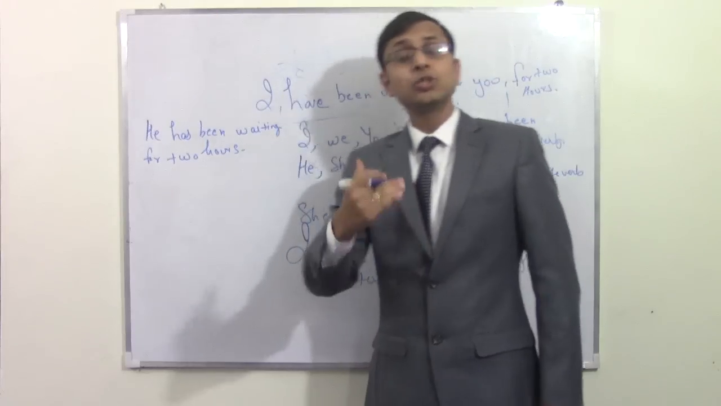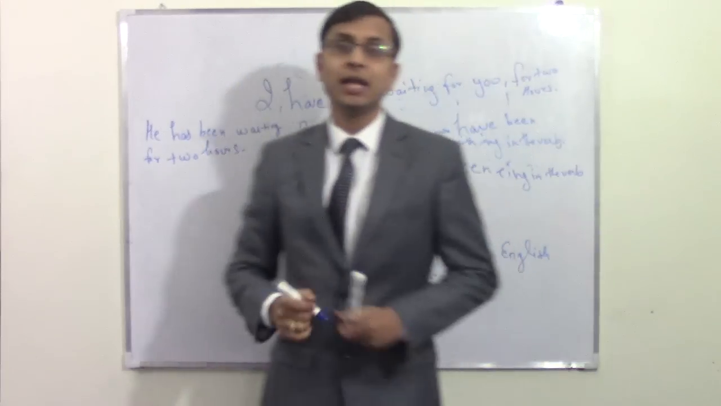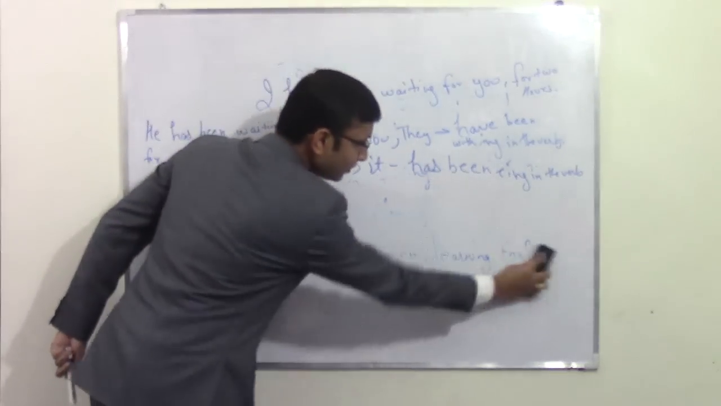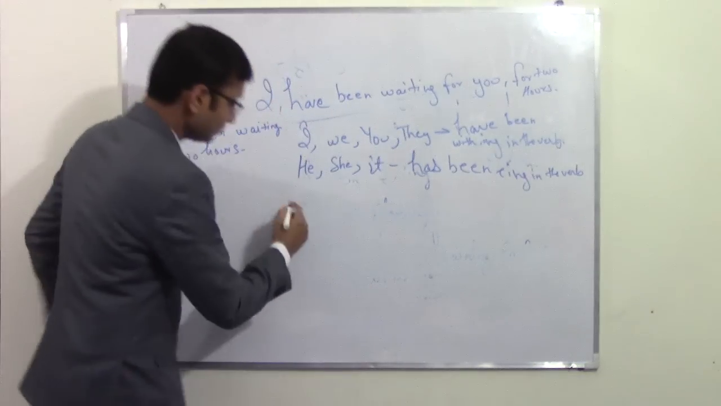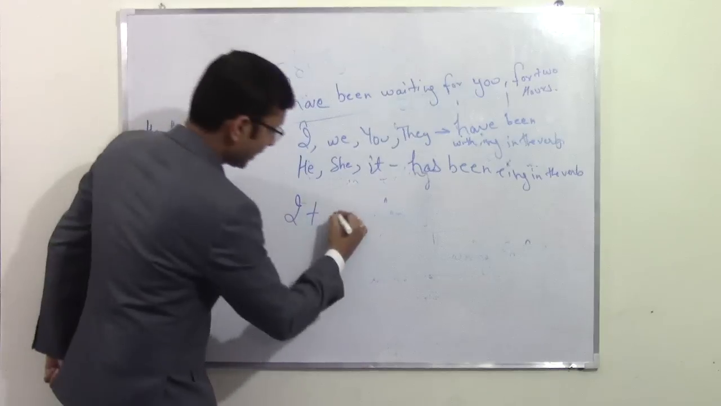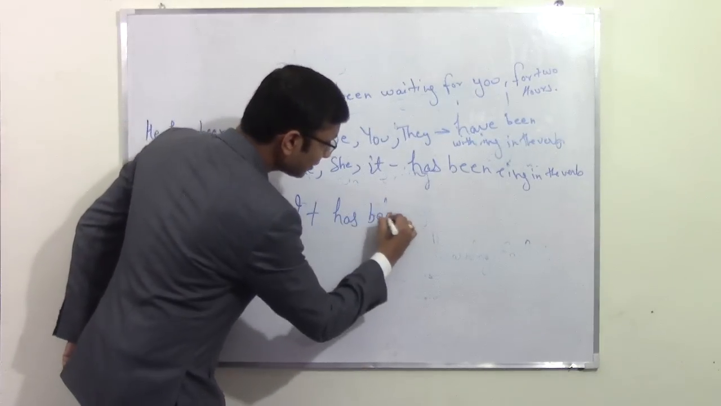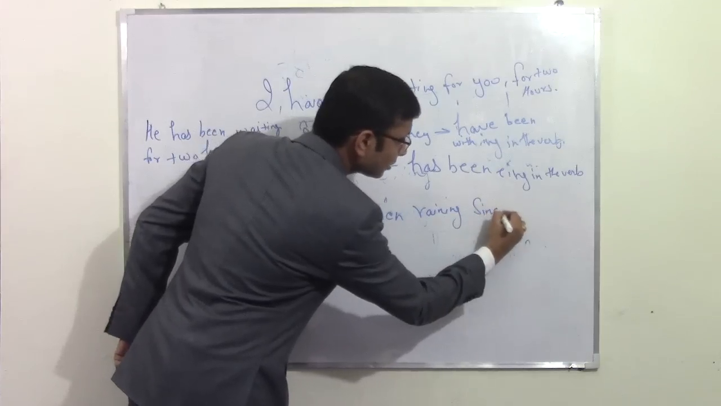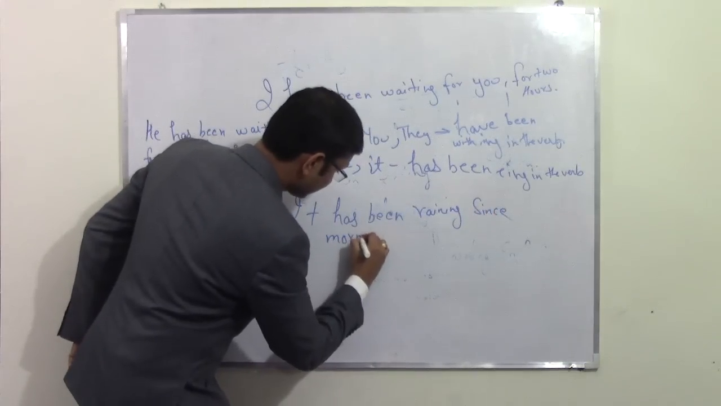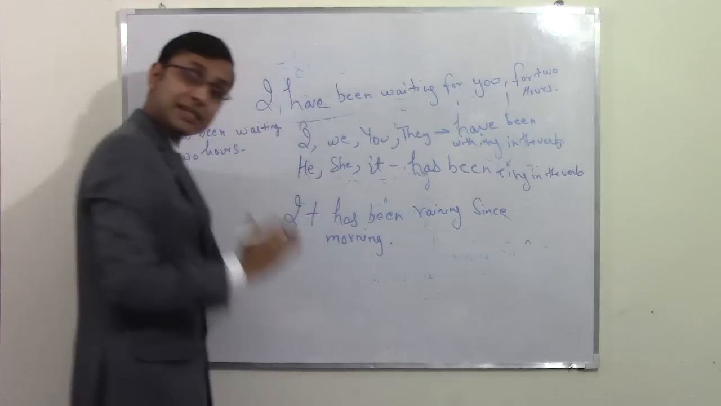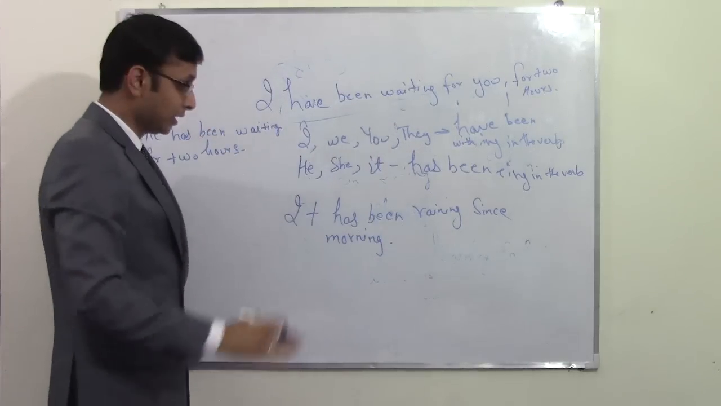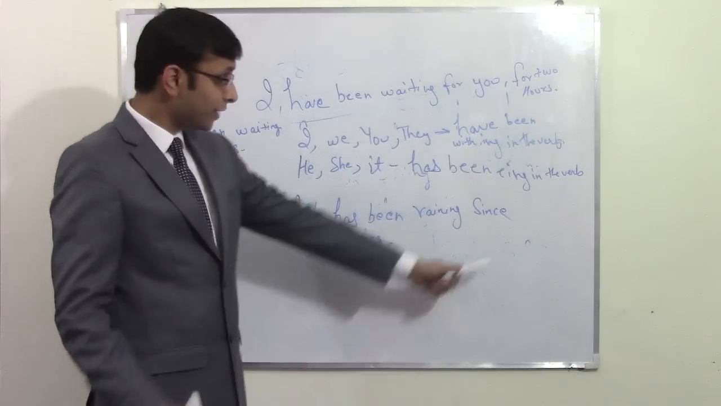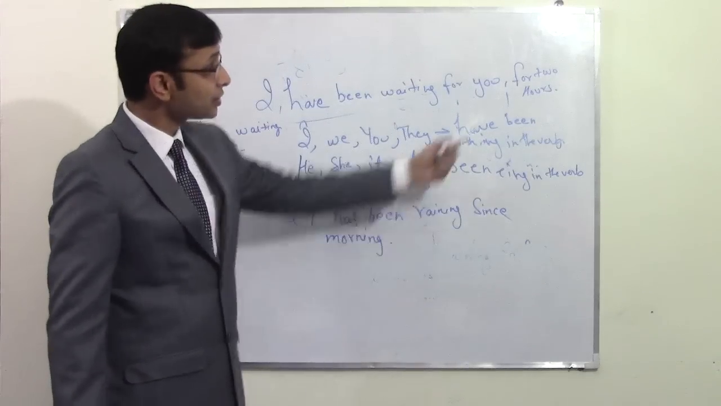और अगर मैं बोलूं सुबह से बारिश हो रही है, आज सुबह से बारिश हो रही है, so we will make the sentence like it has been raining since morning. So now I'm sure you have noticed that in few sentences we have used since, and in couple of sentences we have used for.